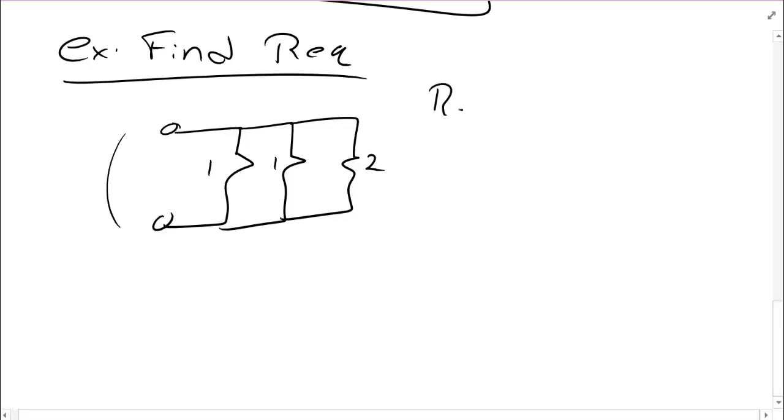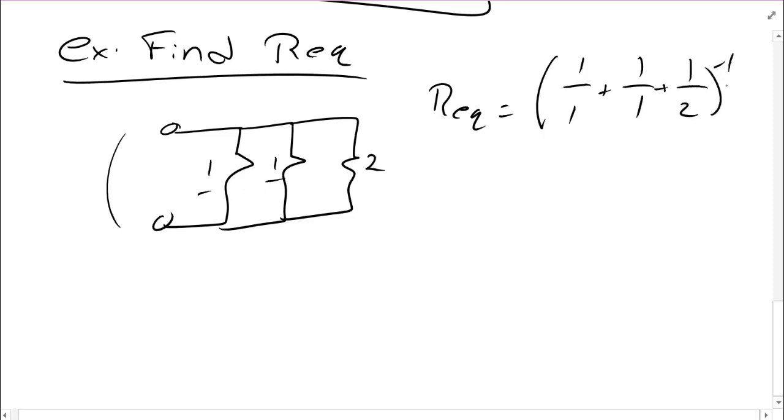So Req is 1 over 1 plus 1 over 1 plus 1 over 2, all inverted to the negative 1. When you solve this, we find that R equivalent is 1 over 2.5 ohms.